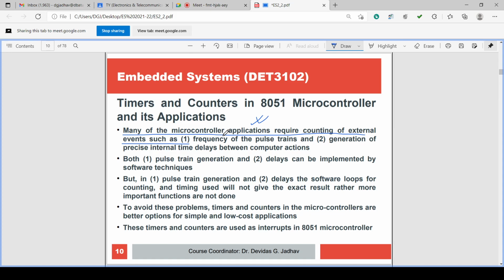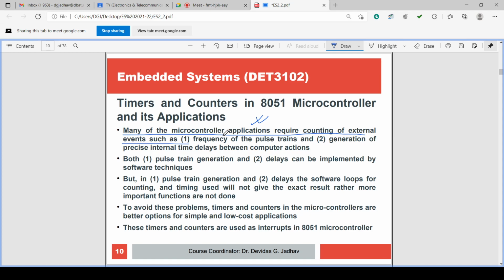Then there will be timers also. For generating delays, there will be timers. Timers will be filled with a number, and that number is reduced one by one with the help of the clock pulse. When the number becomes zero, that is the end of the timer. That much delay we can generate. So this is the use of timers.